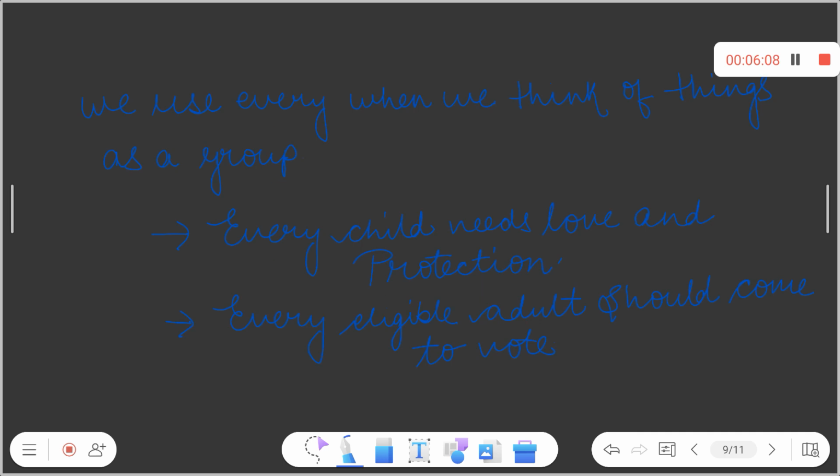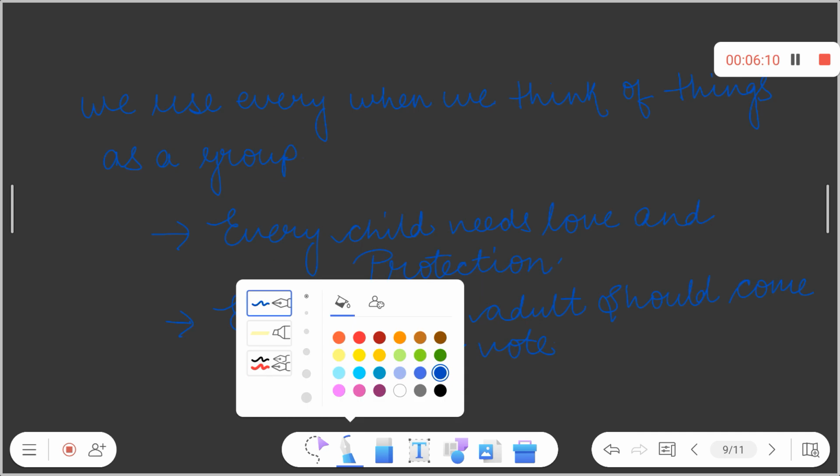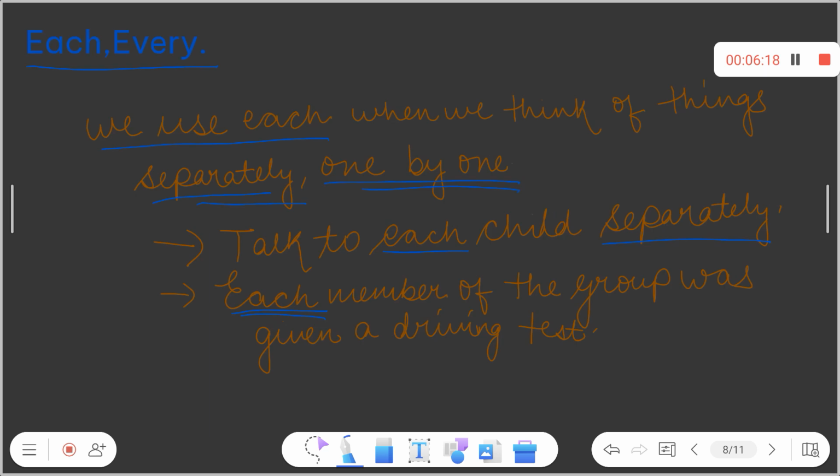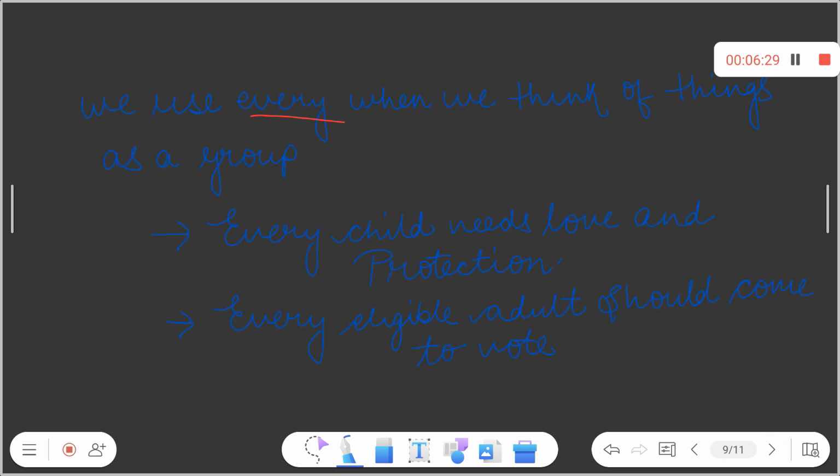Now comes the use of every. Where do we use every? We use every when we think of things as a group. Previously what we studied? We studied about each when we are talking about something separately, one by one. Then it was the use of each. Now we are studying about every. We use every when we think of things as a group.